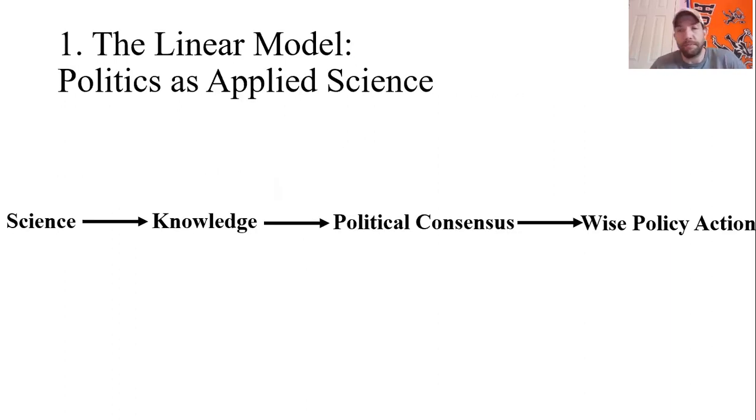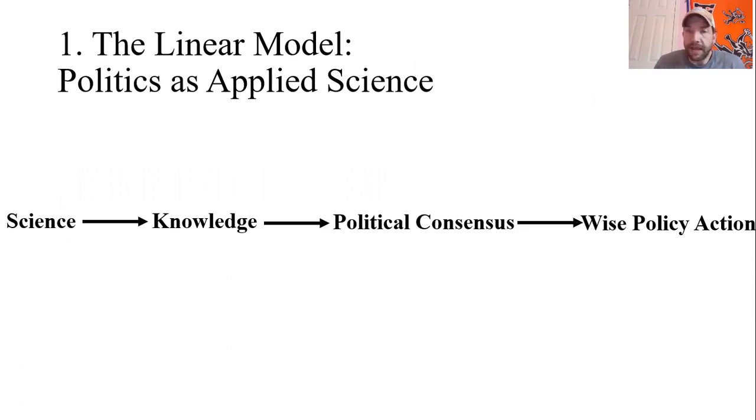Okay, here's the first one. In a way, the most simplistic one, the linear model, where you just think about politics as applied science. It's simply stated that there's some political problem or a decision needs to be made. You turn to the scientists and you say, tell us about this. The scientists produce knowledge. Everybody looks at the same set of facts, right? The same knowledge.